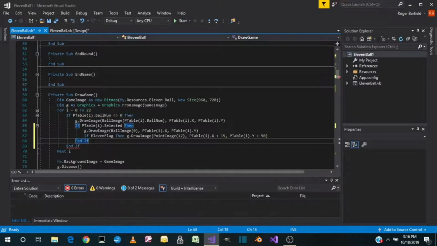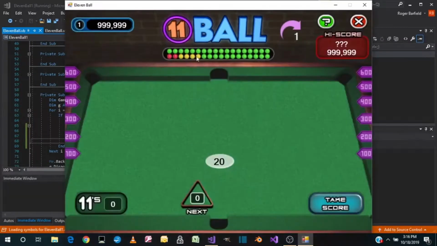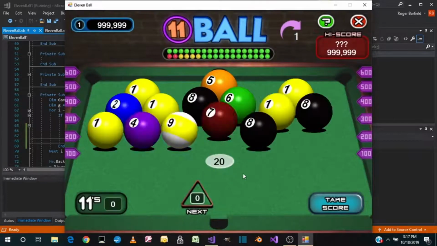Alright, let me make sure I didn't mess anything up. Okay. For I equals 0 to 22, we check, is there a valid ball there? Yes. Draw the ball. Is the ball selected? Yes. If it is, we draw it. And if we actually have a total of 11 points, then we go ahead and draw the money up there. Alright, let's give this a shot. We still got more to do, and I'll explain in a minute, but let's just make sure it's popping up.